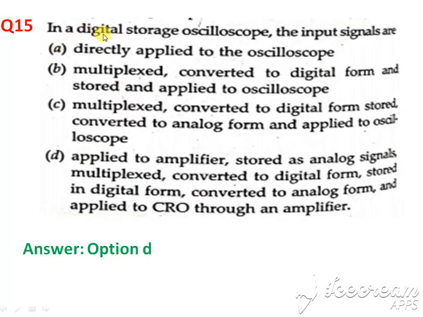Last question. In a digital storage oscilloscope the input signals are, so 4 options given. Looking at the DSO block diagram, first the input signal is given to an amplifier and stored as an analog signal and multiplexed, then converted into digital and stored in digital form, and converted to analog form and applied to the CRO through an amplifier. So this is the general block diagram of DSO. So option D is the correct answer.